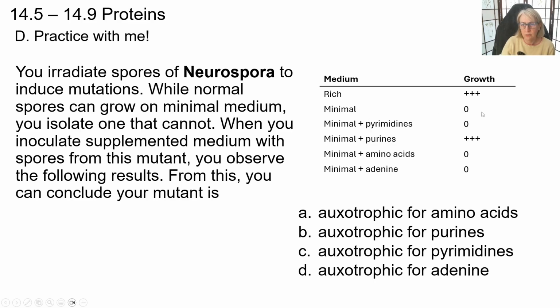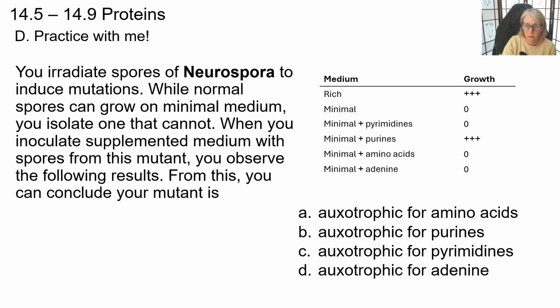If you put it in a medium with everything in it, it grows. A minimal medium missing everything, it does not grow. Minimal with pyrimidines, it does not grow. It grows like gangbusters on a purine-filled one. It doesn't grow with just straight amino acids. It doesn't grow with adenine. So you have to go back and remember what auxotrophic means. And then, what's wrong with your pink mold?